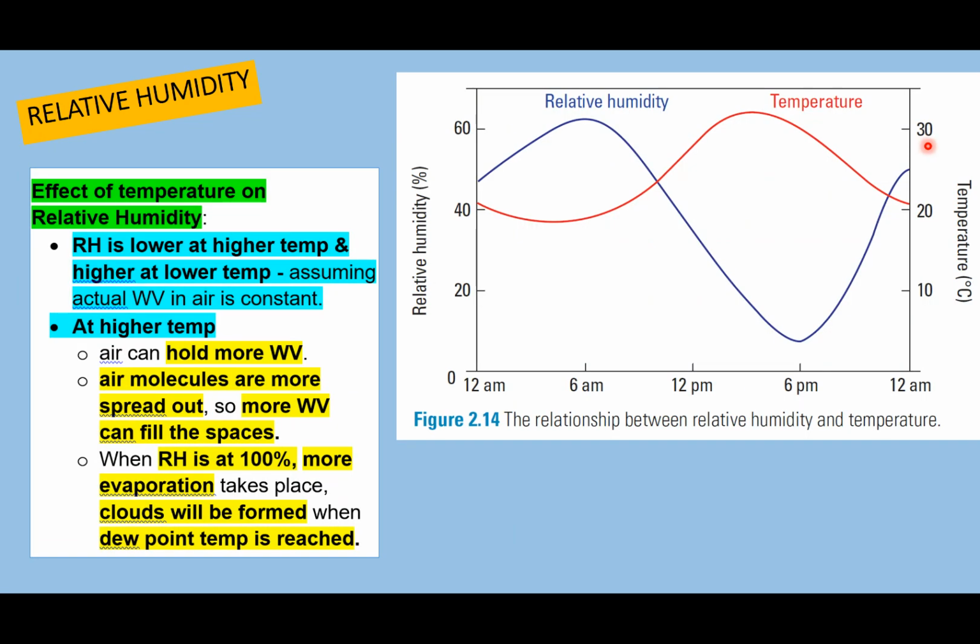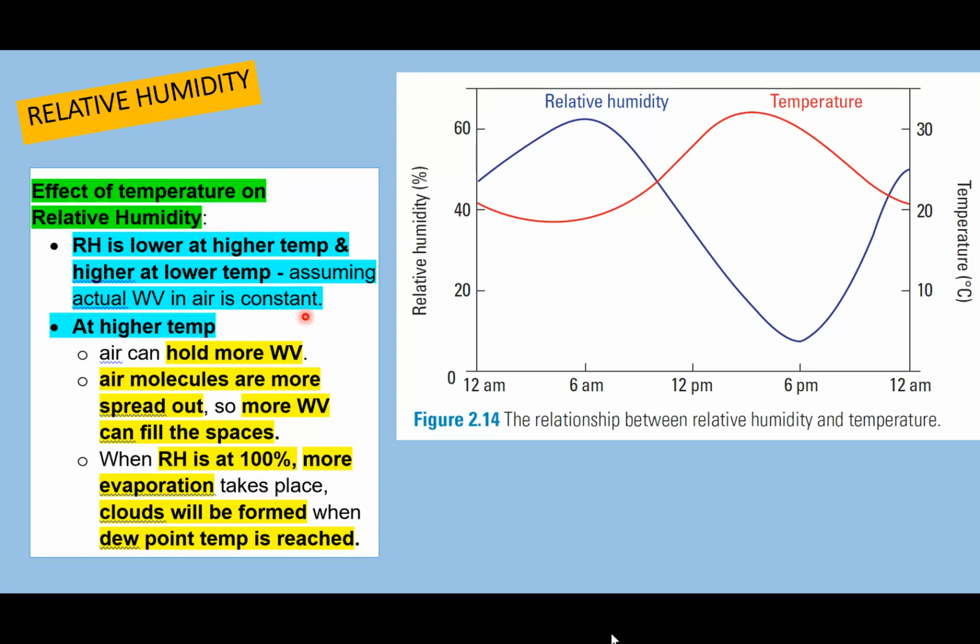Now, what is the effect of temperature on relative humidity? If you look at this graph, as temperature decreases, relative humidity increases. And as temperature increases, relative humidity decreases. So we can say that relative humidity is lower at higher temperature and higher at lower temperature, assuming the actual water vapor in the air is constant.